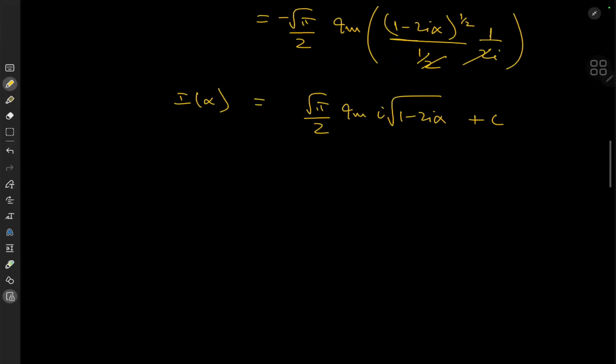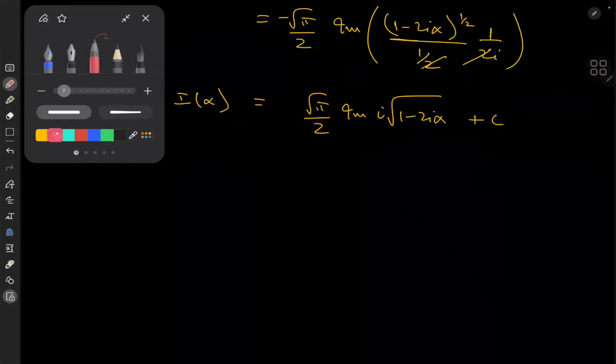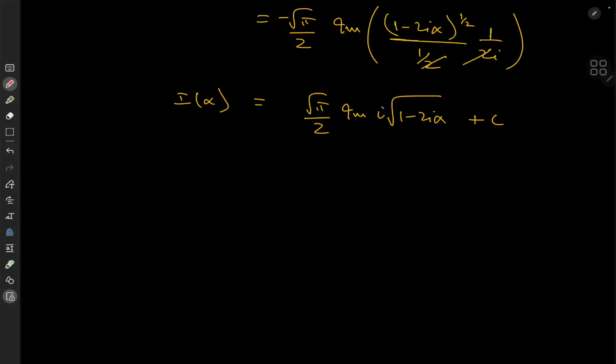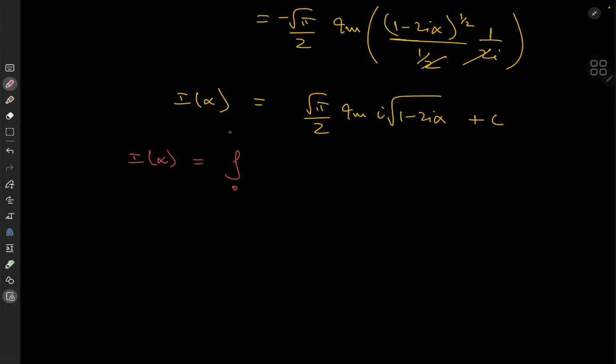But of course, we now need to determine the constant of integration, and for that all we need to do is recall exactly how we defined I of alpha in the first place. So I of alpha here is defined as the integral from 0 to infinity of e to the minus x squared times sine squared alpha x squared over x squared dx.